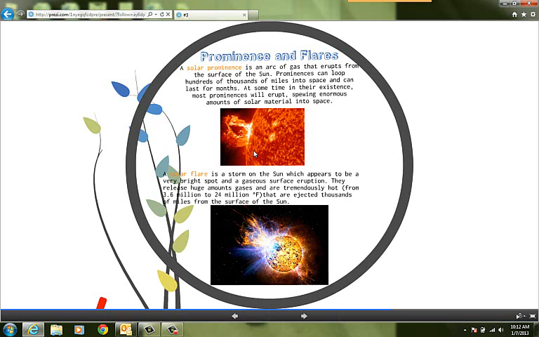A solar flare is a storm on the sun, which appears to be a very bright spot and a gaseous surface eruption. They release huge amounts of gases and are tremendously hot, from 3.6 million to 24 million degrees Fahrenheit, and they eject thousands of miles from the surface of the sun. So here's a picture of a solar flare.